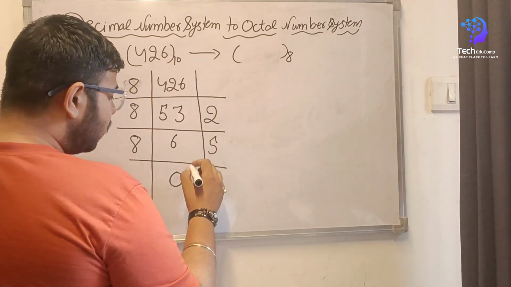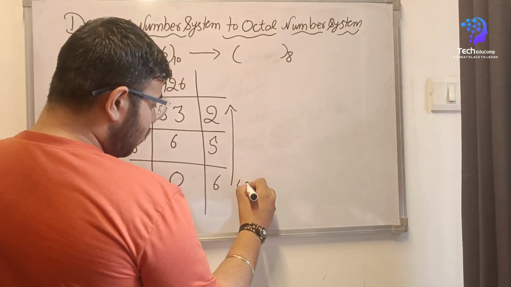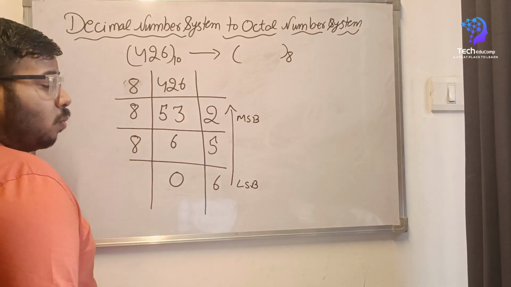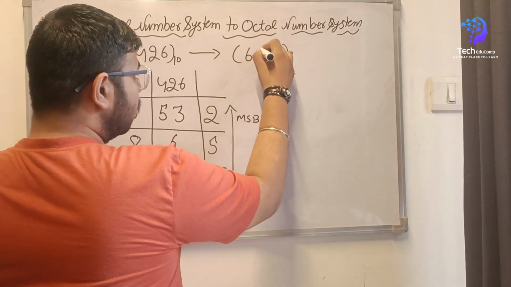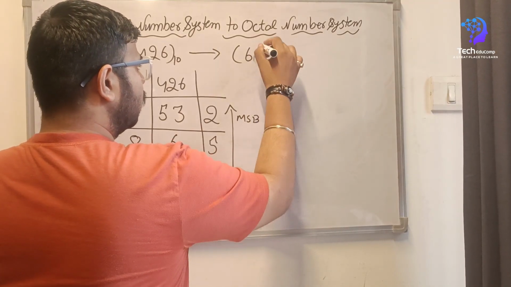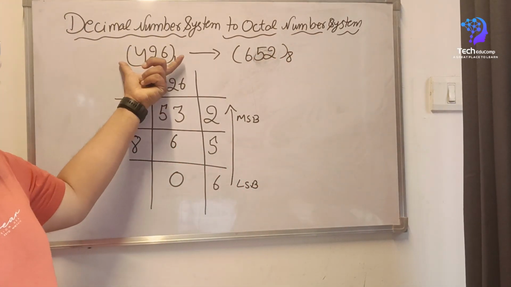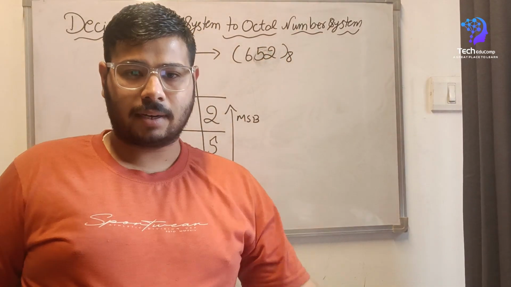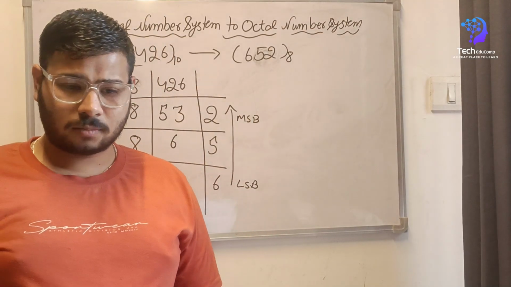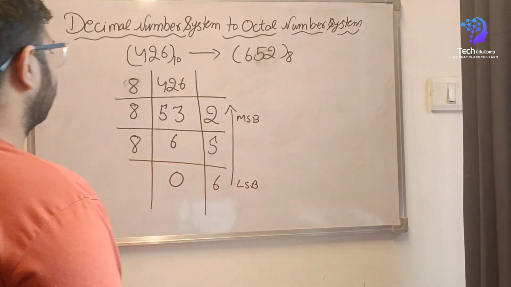So we will have this number. This is the LSB, this is the MSB. Then the answer is 652. So this is how you convert into the octal number system. I hope you're all clear on this. So now let's try another one.